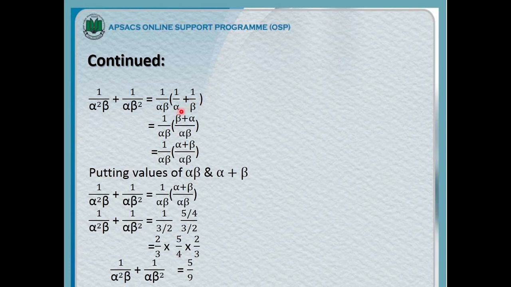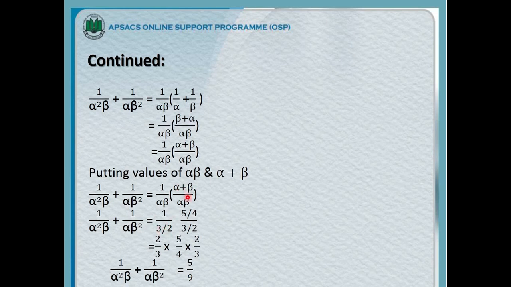First, we will simplify this bracket by taking its LCM, and after taking its LCM, we get 1 upon alpha beta into alpha plus beta upon alpha beta. As you know, students, we have already found out the values of alpha beta and alpha plus beta. So by putting the values of these two, we get 1 upon, this one is written as it is, and the value of alpha beta is 3 by 2, so it is written in the denominator.